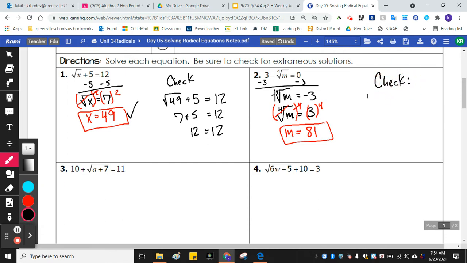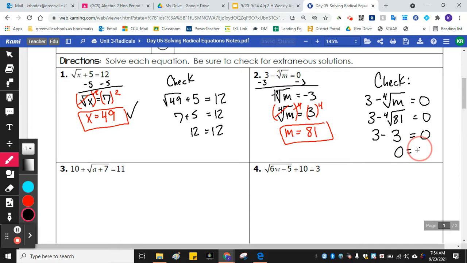When you check it, make sure you don't solve it. I see a lot of people try to subtract over your 3 again. That's solving. With checking, you're just plugging in your answer and making sure the left side equals the right. The 4th root of 81 is 3, and 3 minus 3 is 0, so it works.